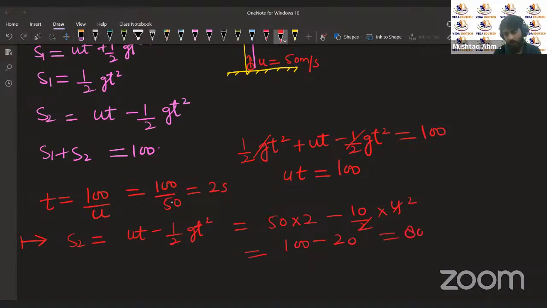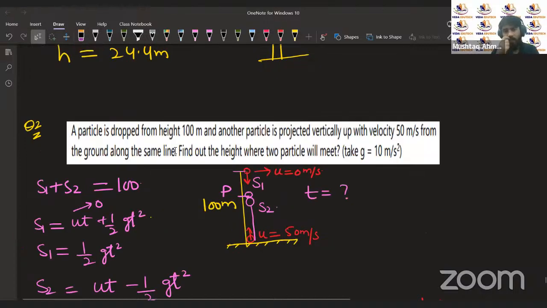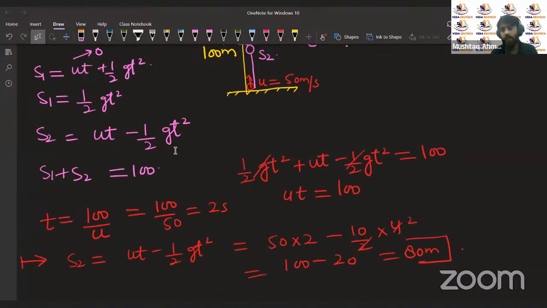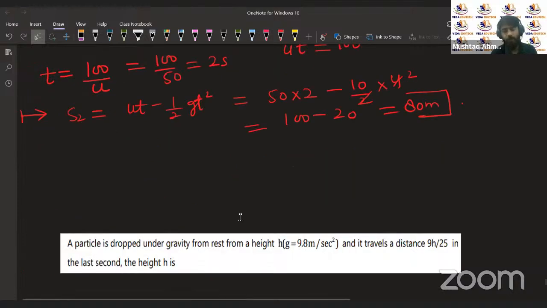So at a height of 80 meters, these two balls are going to collide with each other. Here I have taken the value of g equal to 10 meters per second square. This is how we calculate the height at which the two balls are going to collide, and we also calculated the time after which the two balls will be colliding.